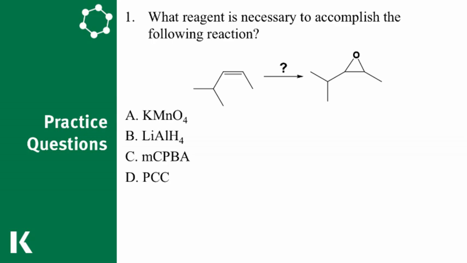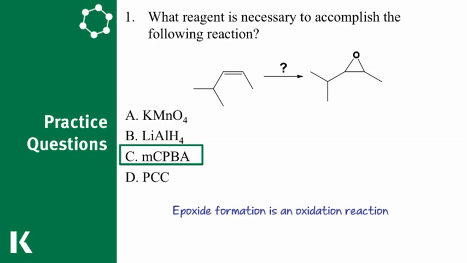This first one is asking you to predict the reagent necessary for the given reaction to proceed. The answer should be C. In order to answer this one, you must first determine whether we are dealing with an oxidation or reduction reaction. The epoxide in the product is our clue that this is an oxidation. While 3 oxidation agents are listed among the answer choices, remember MCPBA is the only one that forms epoxides.